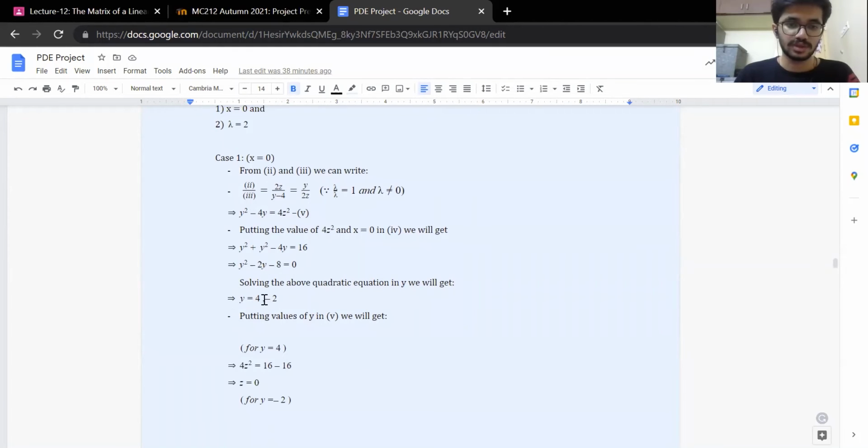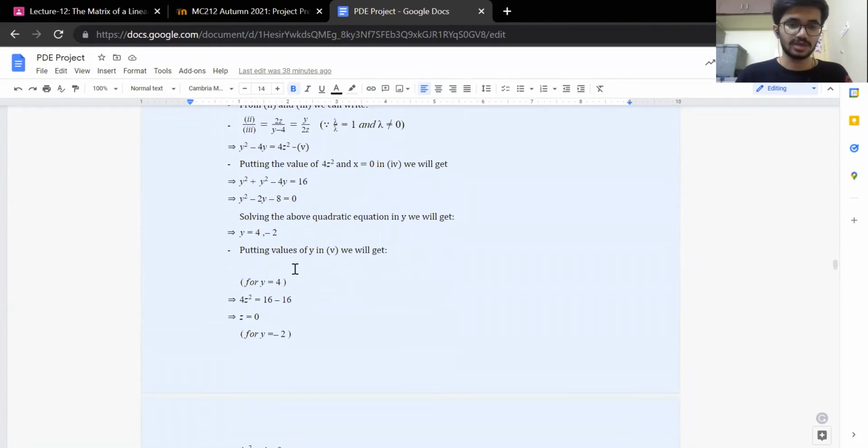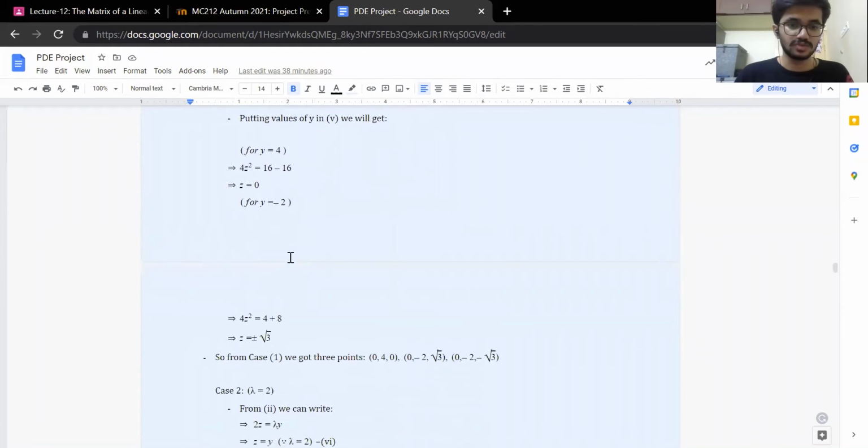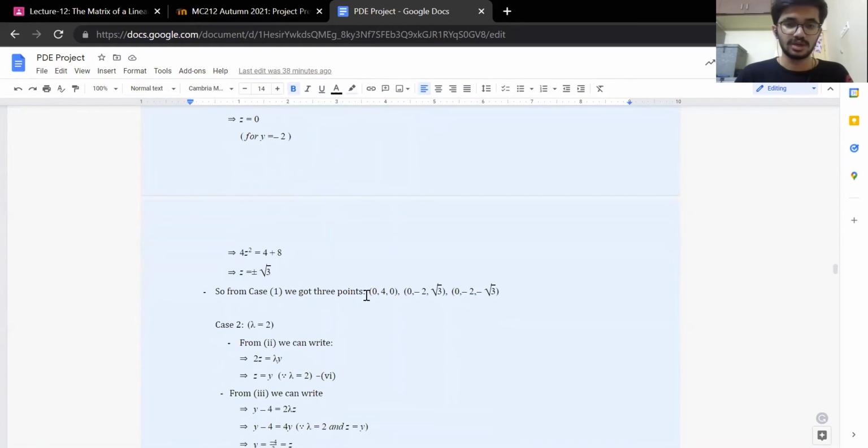We got y can be equal to 4 or -2. And for each y, we will get z's value. So when y was 4, we got z equal to 2, and when y is -2, we got 2 values for z. So in total, we got 3 values when x would be 0.